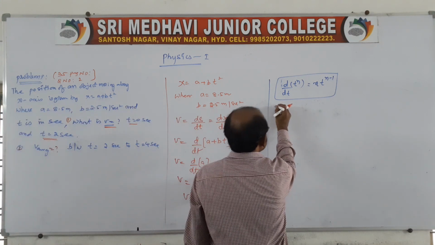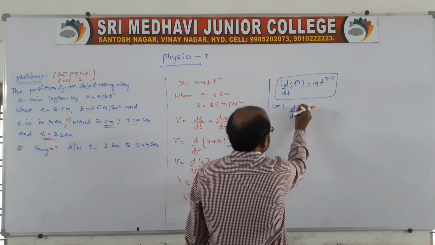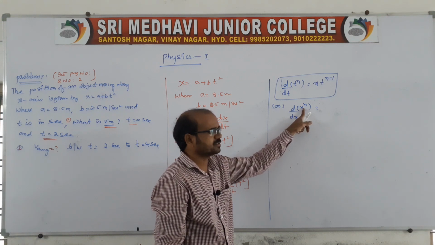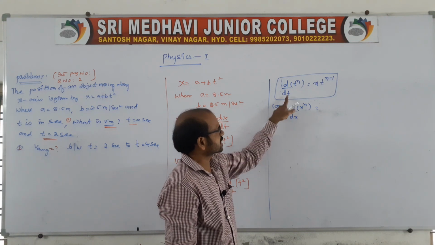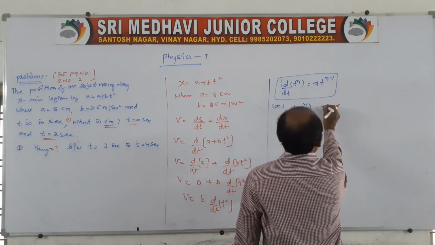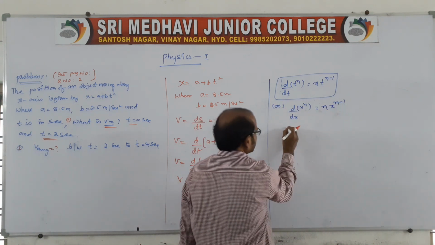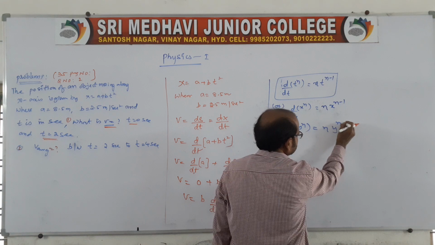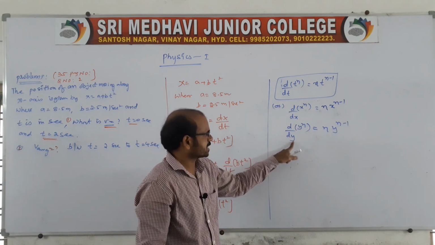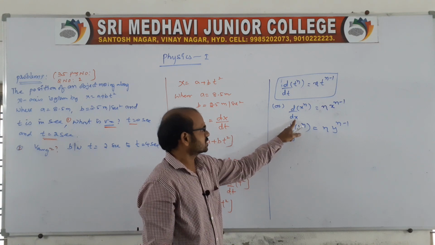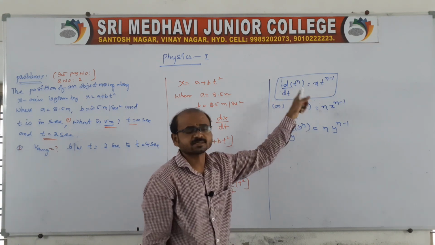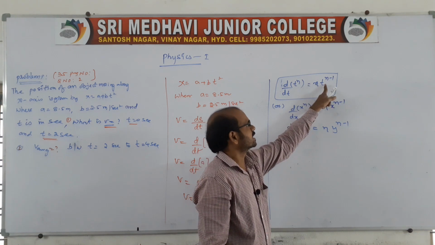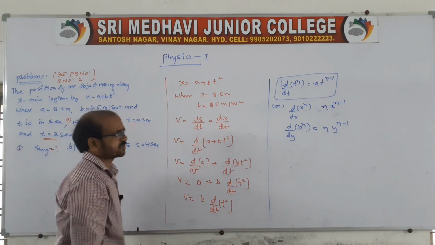Or in terms of x: whatever we are differentiating must match. x differentiated with respect to x, t differentiated with respect to t, so d by dx of x power n is n into x power n minus 1. Suppose you write d by dy of y power n, it is n into y power n minus 1, because we are differentiating with respect to y. So the terms should be the same. These are the standard formulas: take the power down and reduce the power by one. This is the differentiation method.